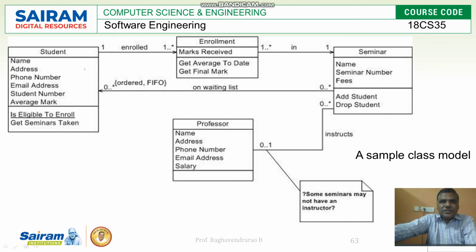In the student class, we have the name, address, phone, email, student number and average marks. These are the attributes. These are the functions: get semester taken and eligible to enroll. Whether this particular student is eligible to enroll, and if he is eligible, then get the semester he has taken. Those things get connected, and the functions are called over there.